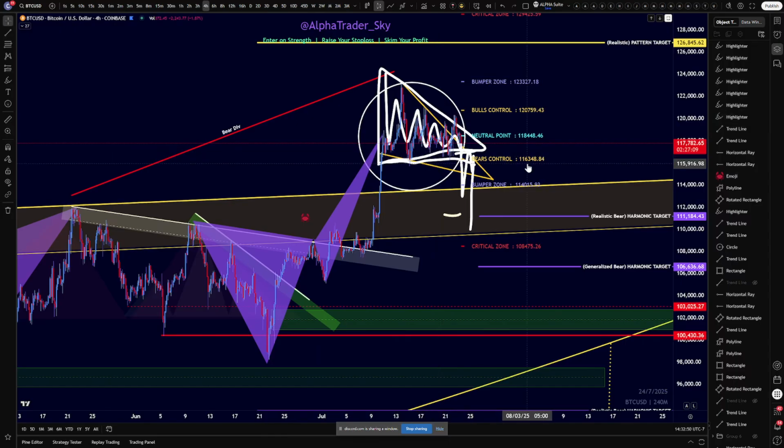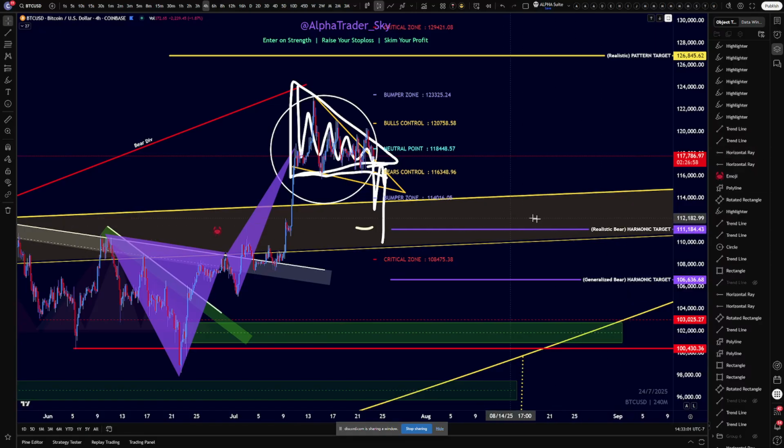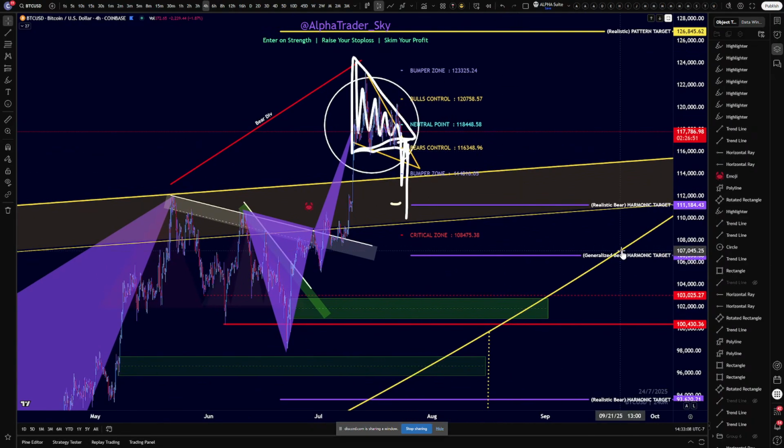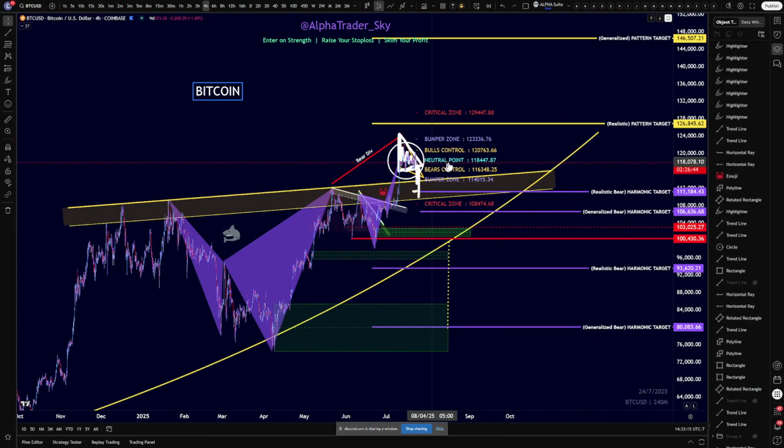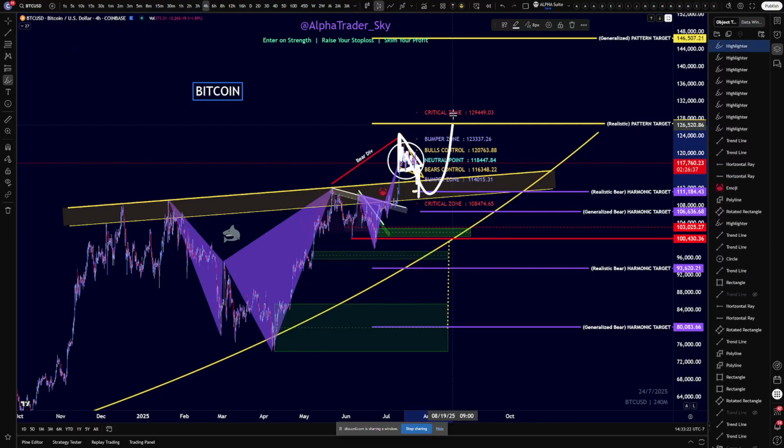If they decide to essentially get limited, break down, and then just struggle with that 115, 116 area, then hang on to your hats. We may actually come down to the realistic harmonic target of 111, maybe a 110, down to my critical zone. We do have a generalized target of 106, and this could bring us back into our bull pattern, which we don't actually want to lose. We would much strongly prefer to just backtest it and then go.